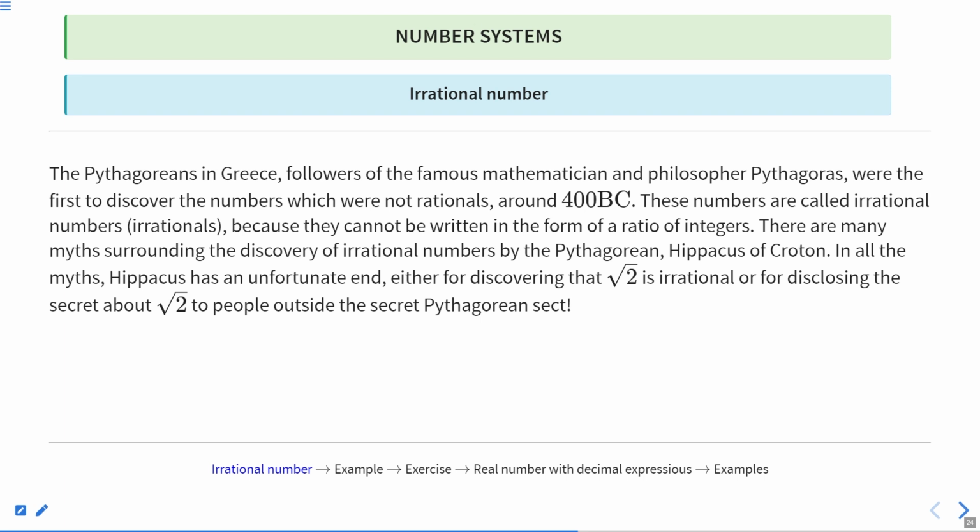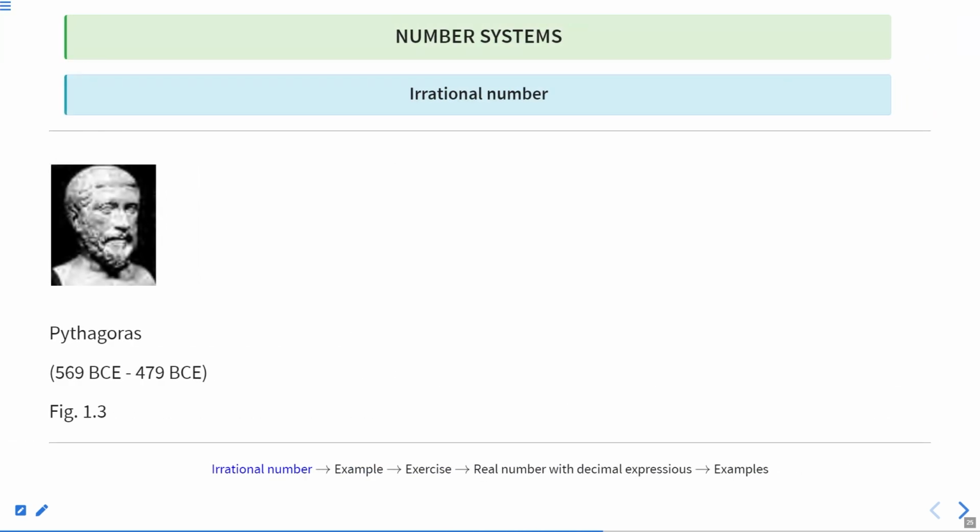There are many myths surrounding the discovery of irrational numbers by the Pythagoreans. Hippasus of Croton is involved in the myths. Hippasus is said to have met an unfortunate end for discovering that root 2 is irrational, and for disclosing the secret about root 2 to people outside the sacred Pythagorean sect.